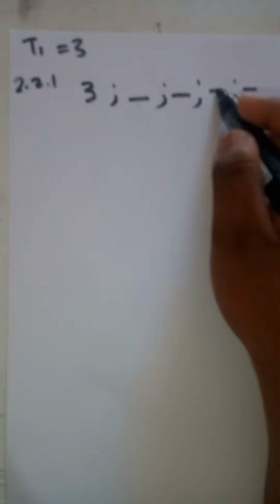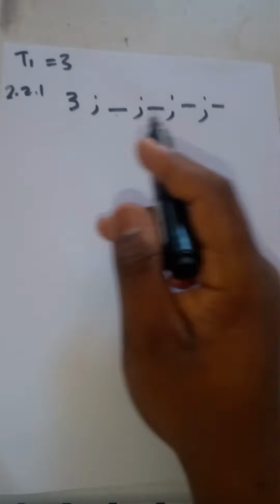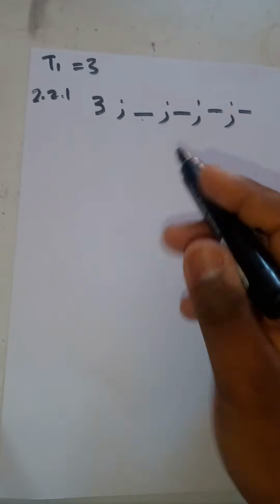1, 2, 3, 4, 5. And they want this one, the T5. This is T1. But we are not given what? T2. We are not given T3. We are not given T4. We are not given what? T5. T5 is the one that they want.